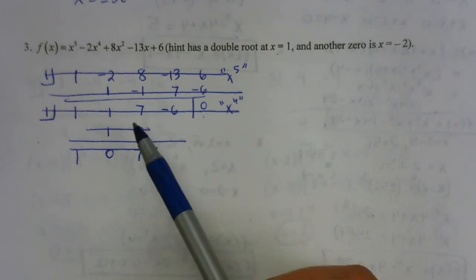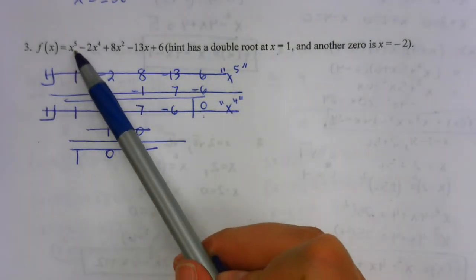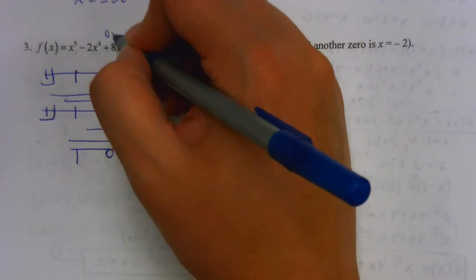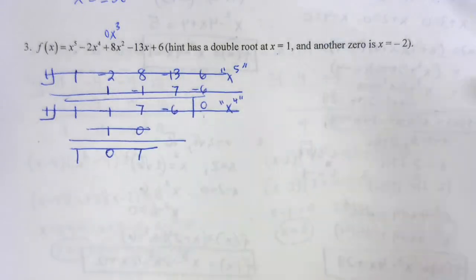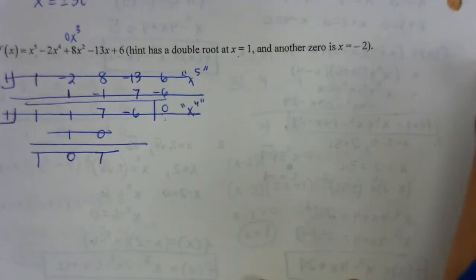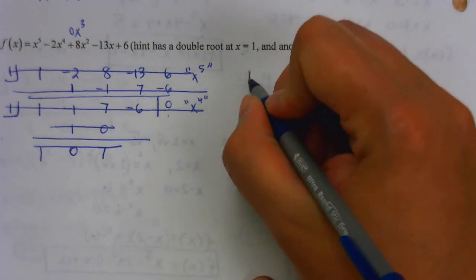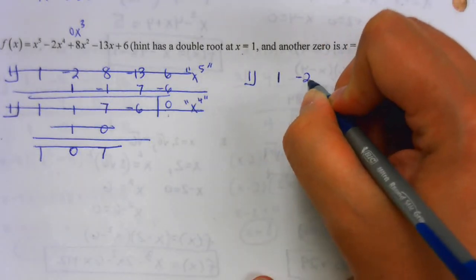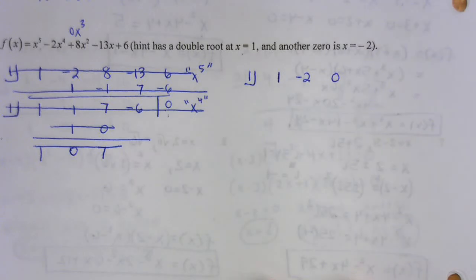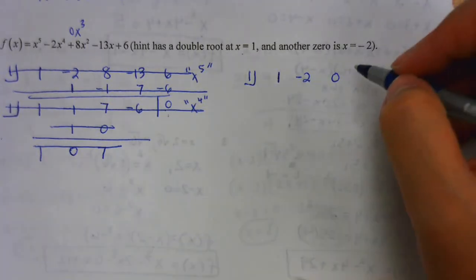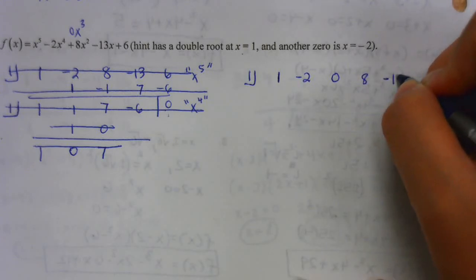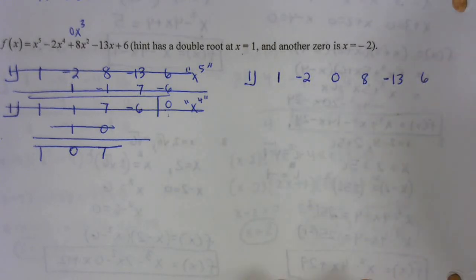All right, I made an error in my calculation. If we go back here, we have x to the 5th, x to the 4th. I am missing a 0, x to the 3rd. I need to put in that 0. So over here, we're going to start again. We have 1, coefficient of 1, coefficient of -2, coefficient of 0. I need that 0, x to the 3rd. And then x squared was 8. We have a -13, and we have a 6.